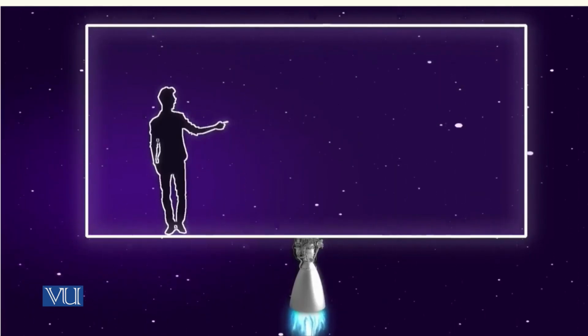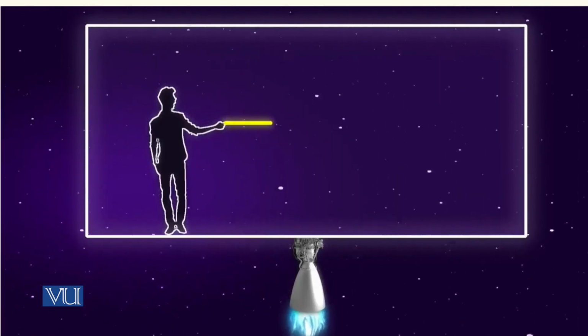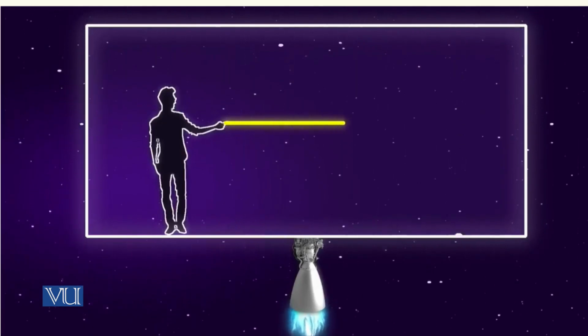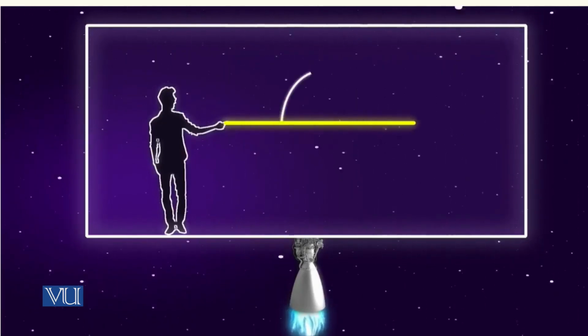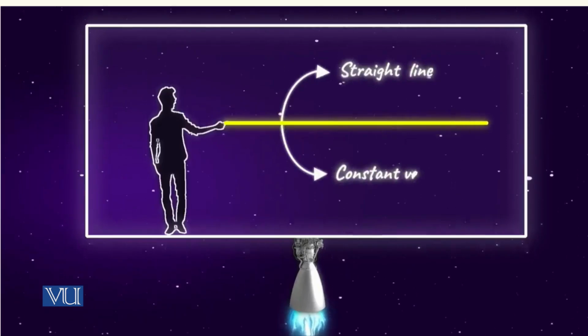Now I've switched from the ball to a light beam. How will it go if I shine the light in the accelerating lift? Light is known to always go in a straight line at constant velocity.